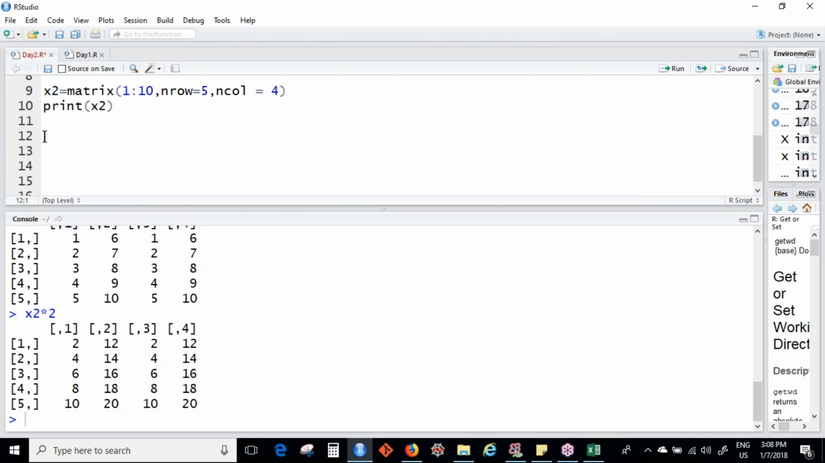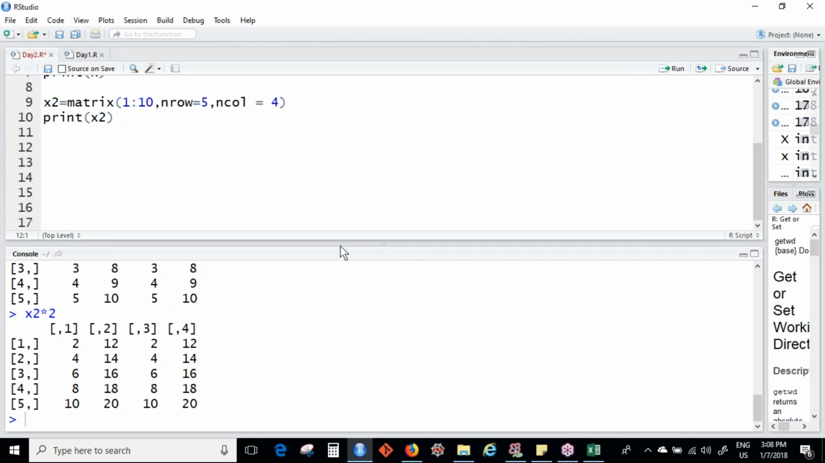Okay. So that's about matrices. Now we saw indexing in vectors, right? Let us see indexing in matrices also. We can do indexing in matrices also. Now it is in 2 dimensions, right? So indexing in 2 dimensions. So how do we do that? The same funda we will use.